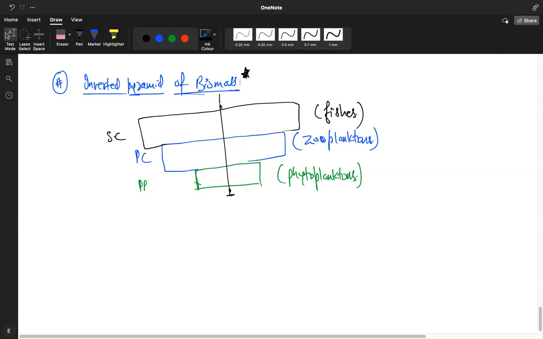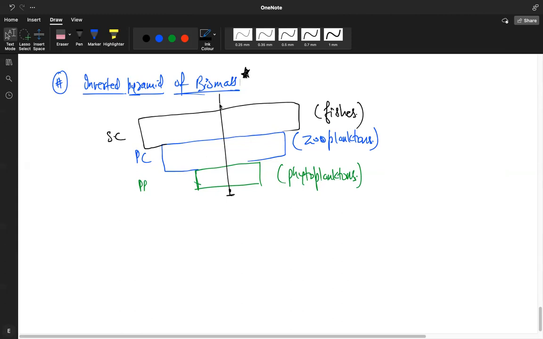People, what do you expect? Will the energy flow pyramid also be inverted or will it be upright? Okay, so no one is interested in discussing.